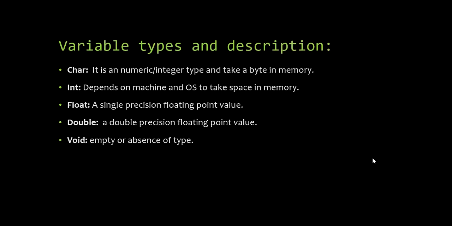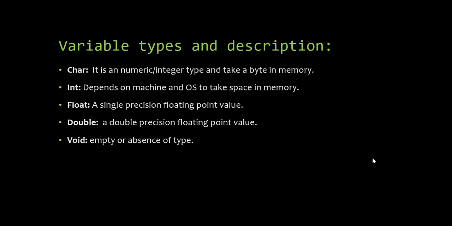So if we define a variable of type char, it defines a numeric or integer type, and it takes a byte in memory, and is used to print a number as well as a character. If we define a variable of type int, then the space it takes in memory depends on the machine and operating system. In Windows it takes 2 bytes, but in Linux it may take 4 bytes to define the integer variable.